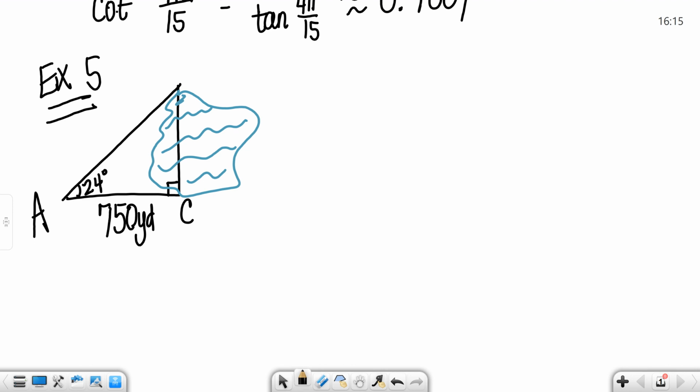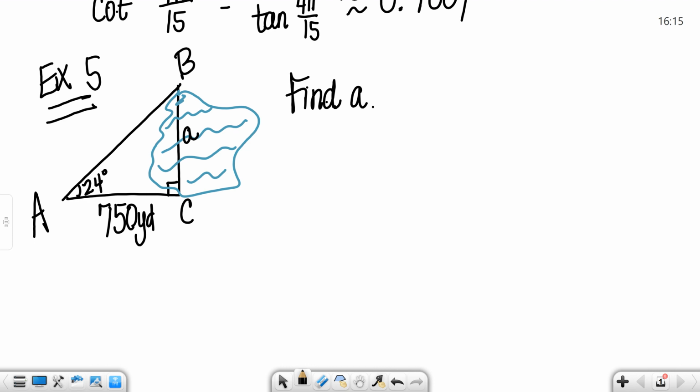And then I want you to find for me how far it is across the lake. So I'm looking for A. Okay, how far is it across the lake? So in this case, I'm looking for A. All right, well, now you have some decisions to make. We've got to decide which trig function will help me solve this.